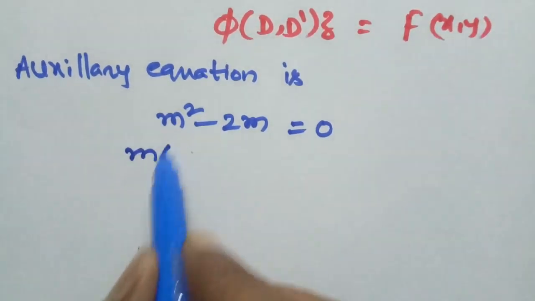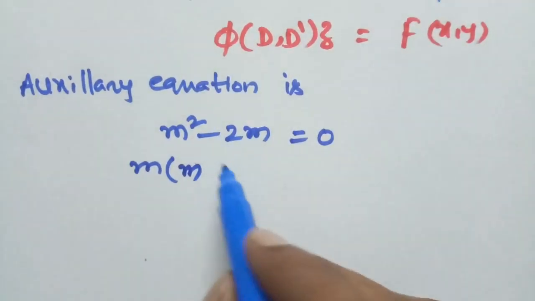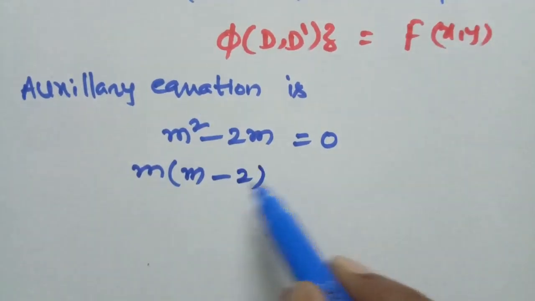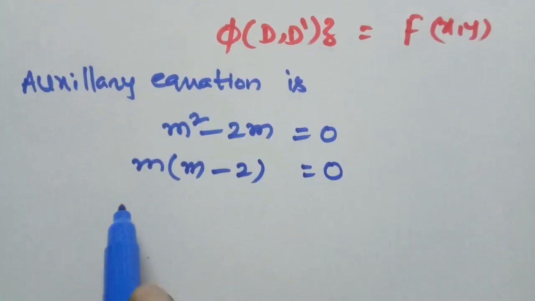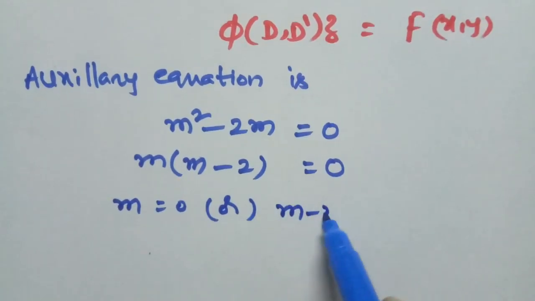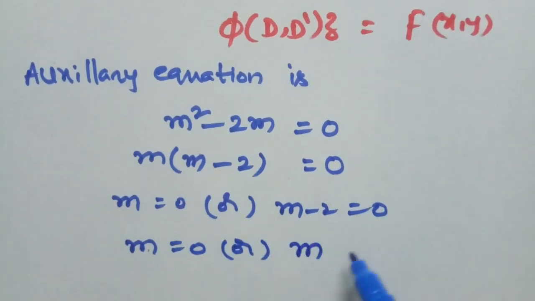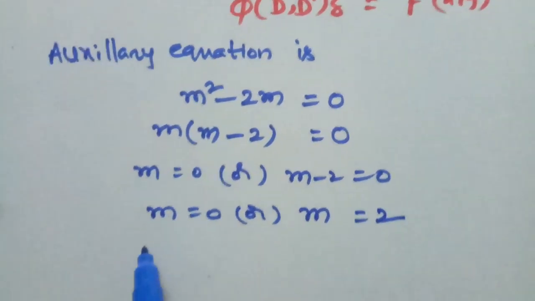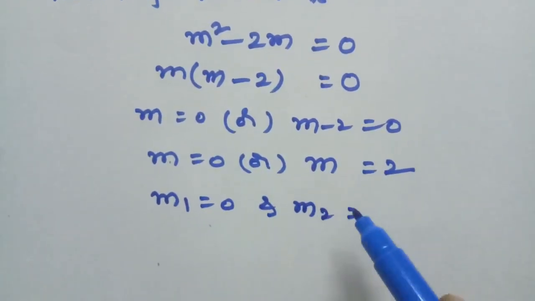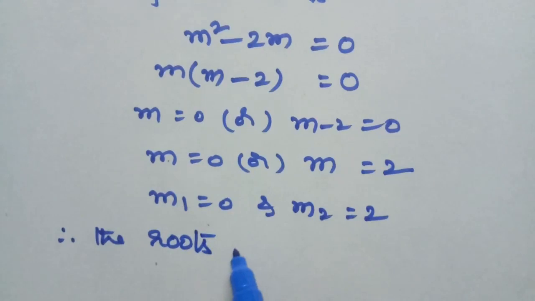Now here m is a common factor. Therefore in m square, m is a common factor, therefore m is one factor, and minus 2 into m, m is a common factor, therefore 2 is the remaining factor. Therefore this can be written as m equal to 0 or m minus 2 equal to 0. Therefore m equal to 0 or m is equal to 2. Therefore m1 is equal to 0 and m2 is equal to 2. Therefore the roots are real and distinct.